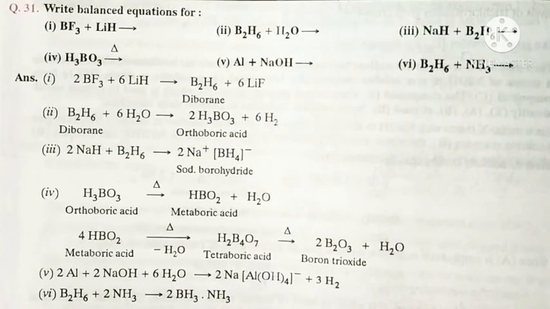Next, question number 31. Write balanced equations for BF3 and lithium hydride. It's a simple preparation of diborane. Number 2, the hydrolysis of diborane gives orthoboric acid. In the same way, when diborane reacts with NaH, sodium hydride, it gives sodium borohydride. When orthoboric acid is heated, water is removed and it is converted into metaboric acid, and further this metaboric acid is converted into tetraboric acid, and the last one is boron trioxide, the anhydride of boron. Next one is aluminium with NaOH.